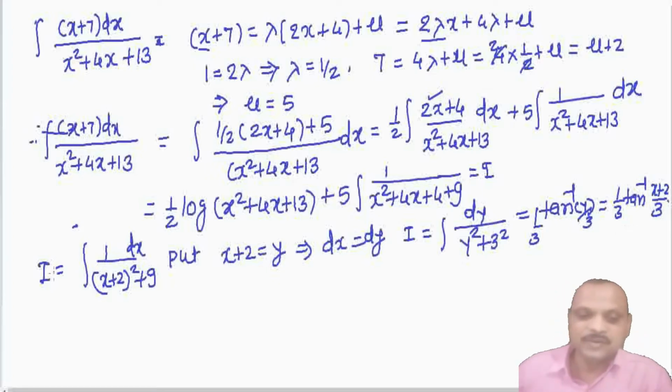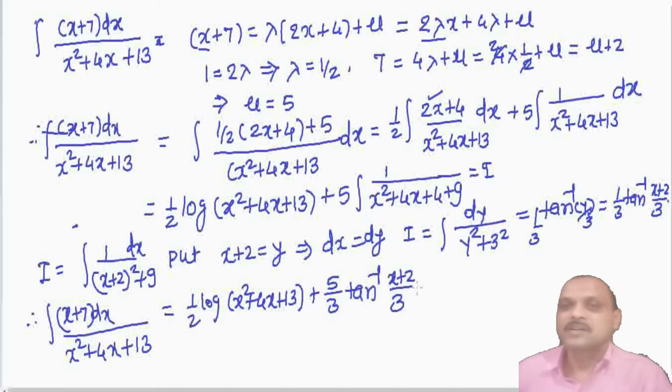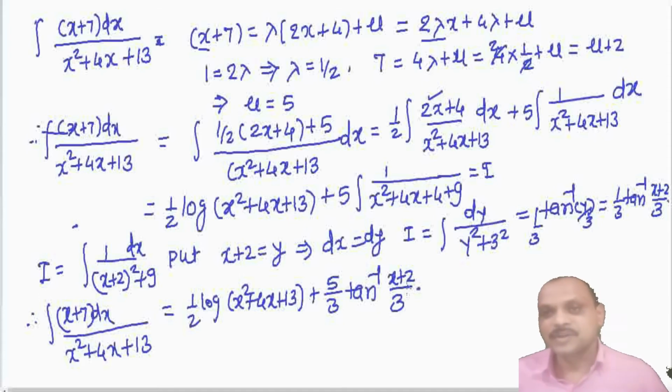Substituting this value in the given integration, therefore integration of x plus 7 into dx divided by x square plus 4x plus 13 equals 1 by 2 into log of x square plus 4x plus 13, plus 5 divided by 3 into tan inverse of x plus 2 divided by 3. This is the simple process of integration of rational algebraic functions.